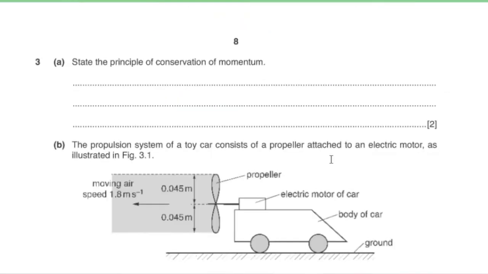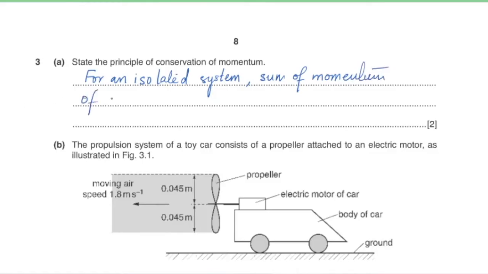Question number 3, part A, state the principle of conservation of momentum. So I can write that for an isolated system, sum of momentum of a system is constant.